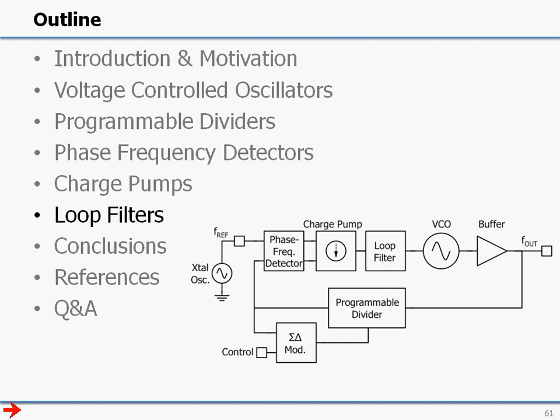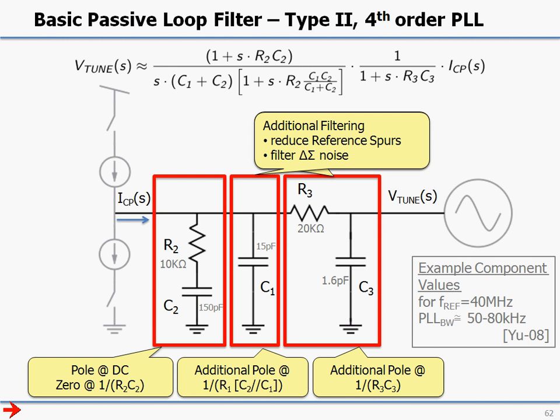Okay. At this point, we reach the node in the PLL where we need a loop filter. So let's take a look at designing loop filters. The most basic passive loop filter is shown here for a type 2 fourth order PLL. Its transfer function was shown before, but it's repeated here. It consists of three main sections. The dominant section here is the combination of a series resistor and capacitor. This gives us an integrating capacitor as well as creates a zero in the transfer function in order to make sure that we can make a stable PLL, or a stable type 2 PLL.